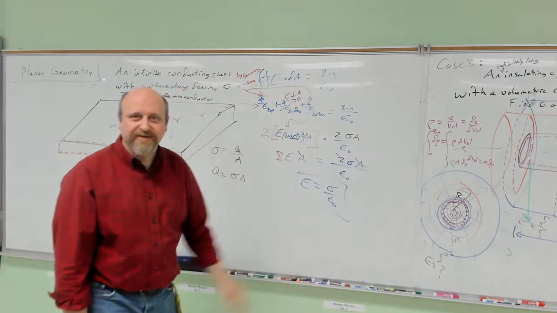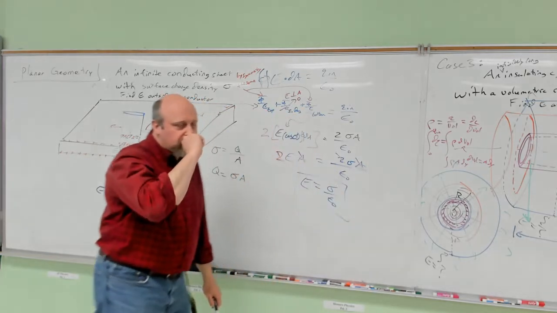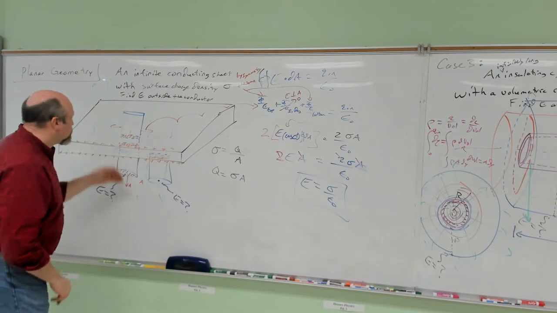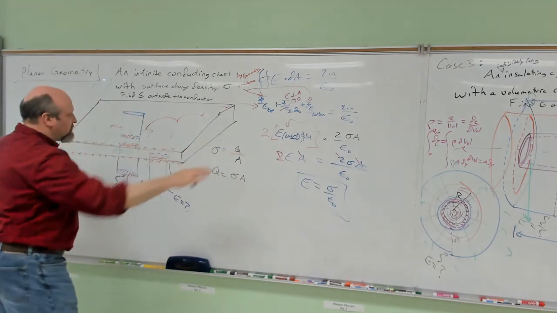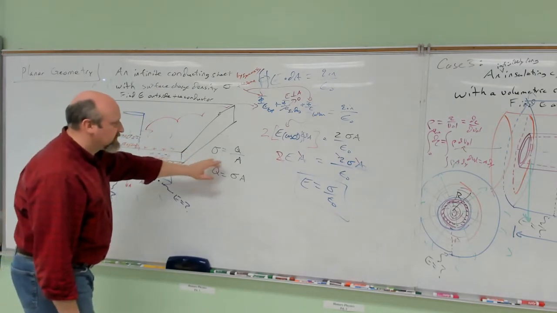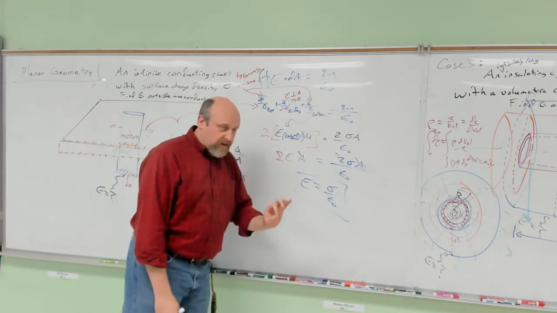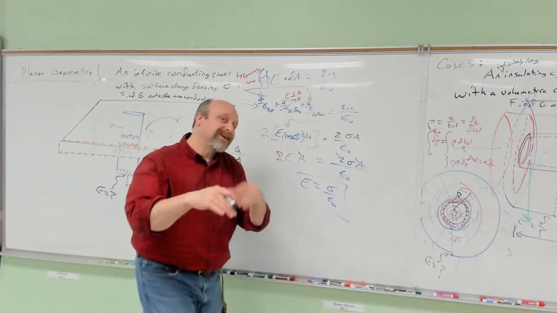Final thoughts on this on conductors. It goes like this. We just found that the field outside of a planar conductor is going to be that surface charge density over epsilon naught. This is a more useful answer than it might seem at first because of this.